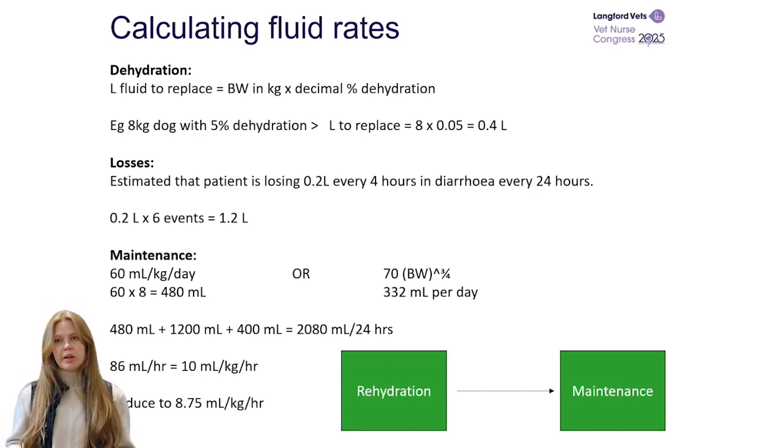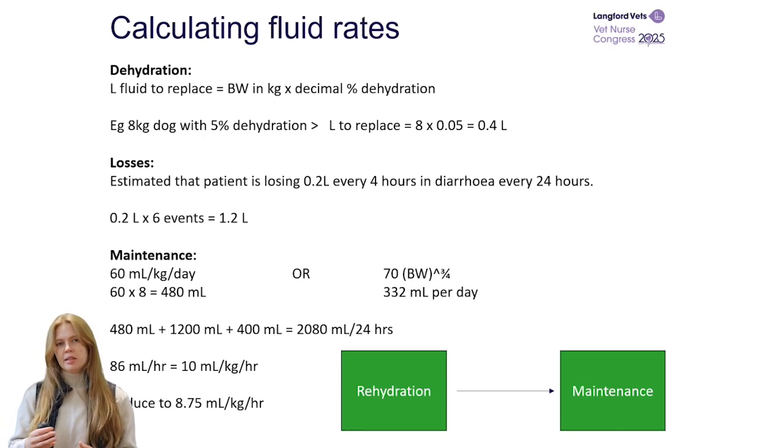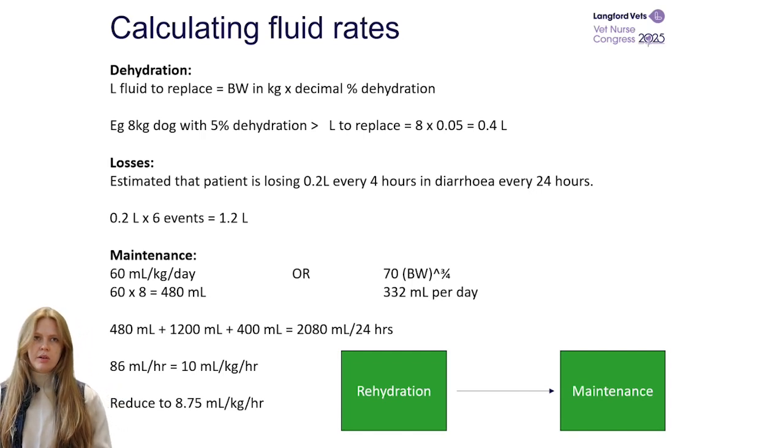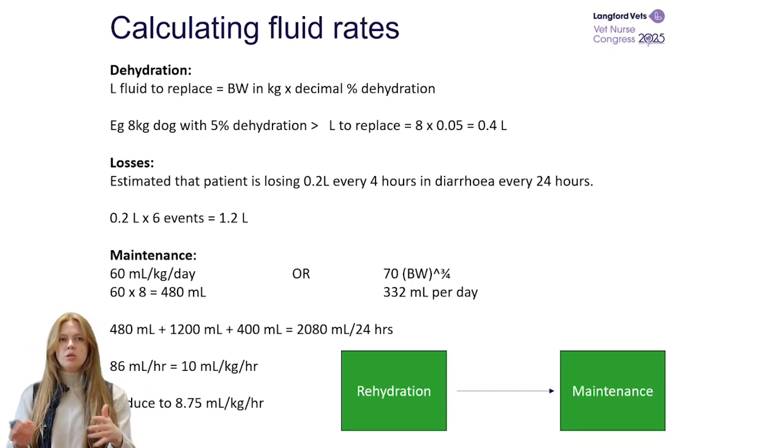You can convert that straight into millilitres, and that's how many millilitres that patient requires as a sort of maintenance to balance their insensible and sensible losses if they've not got any disease processes going on. So I did the calculation based on the maintenance one on the left, but you could also use the right. So we just add up all of those values.